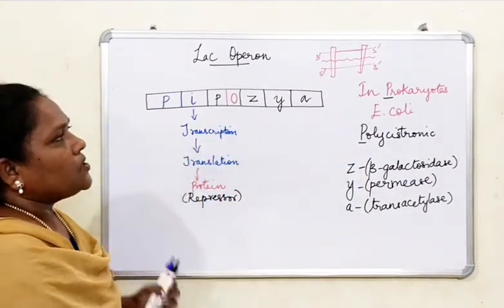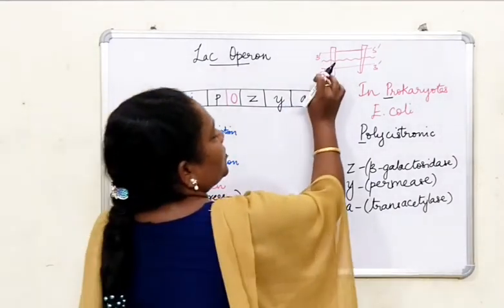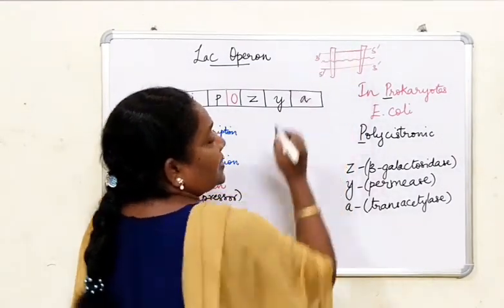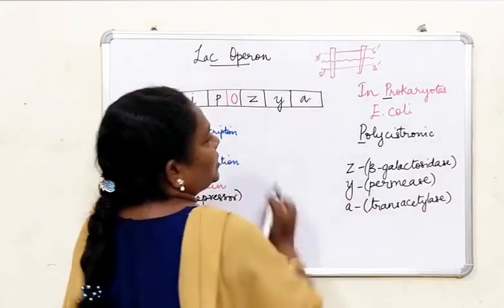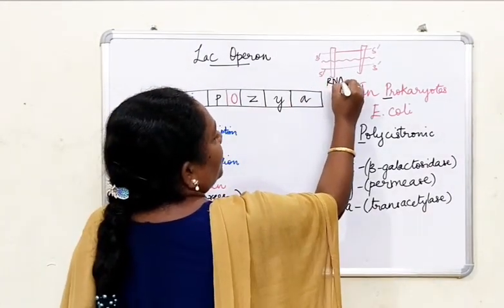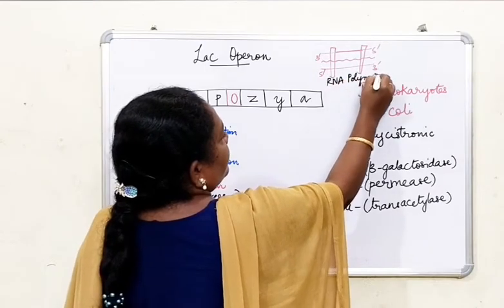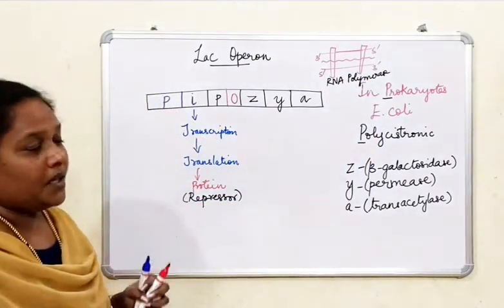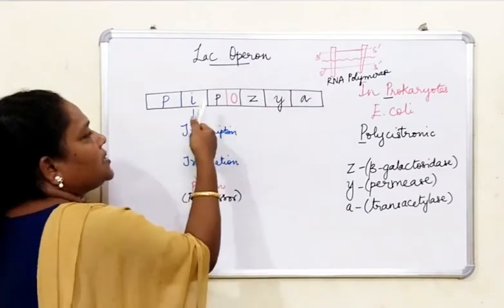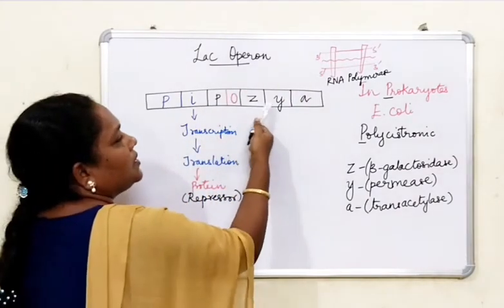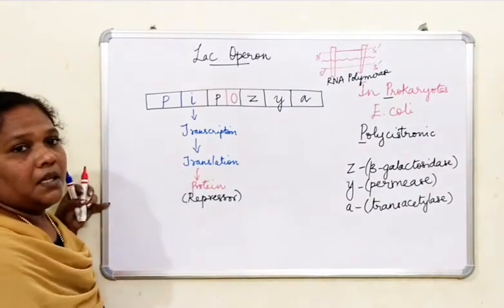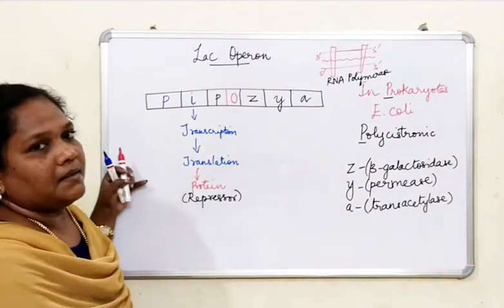The same way, what happens here? If this process has to continue, what is that enzyme called? RNA polymerase enzyme has to bind to the promoter. What is that enzyme? RNA polymerase enzyme. Only if RNA polymerase enzyme comes and binds to this promoter, these genes can be transcribed. Transcription can take place.